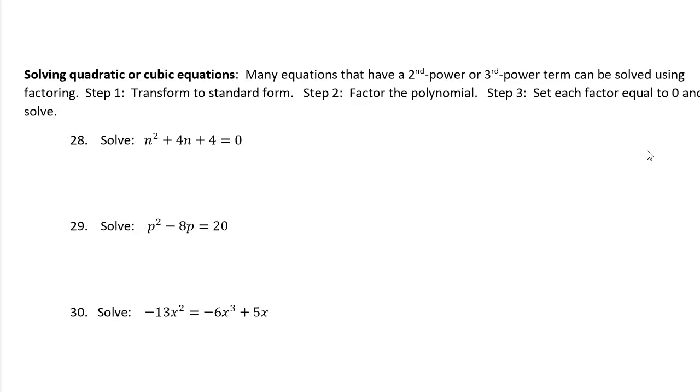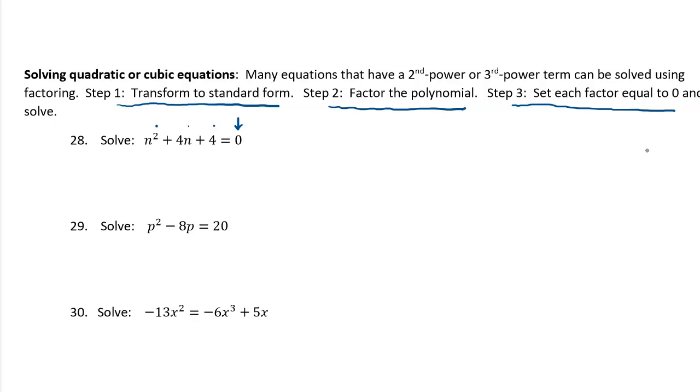The last thing that we studied in Chapter 5 was solving quadratic equations and cubic equations using our factoring skills. It's a 3-step process. Step 1, create standard form if it's not already in standard form. Step 2, factor the polynomial. Step 3, set each factor equal to 0 and solve. All right, number 28, this is already in standard form. There's a 0 on the right side, and the left side has the highest exponent first, and then the linear term, and then the constant term. So we're ready for step 2.